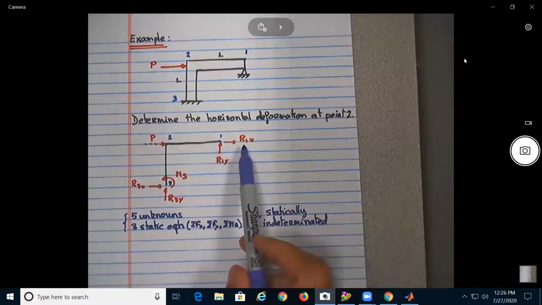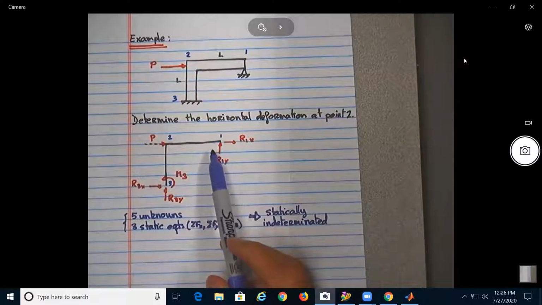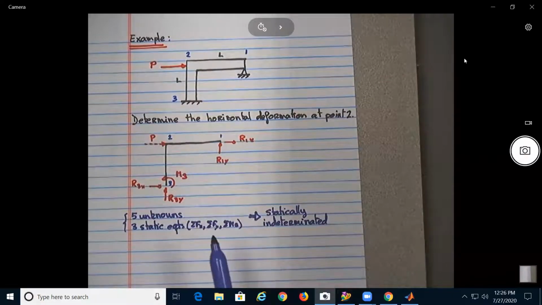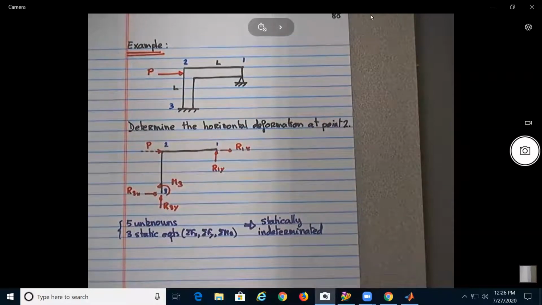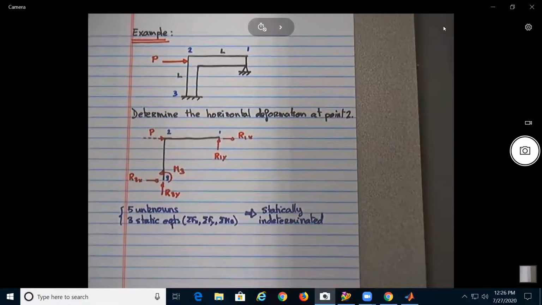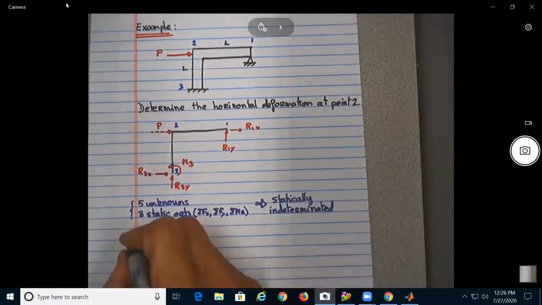What should be the deformation at point 1? Should be 0, no? So that would be the additional equation. We always find it from geometry, no? So the deformation here will be 0, okay? So we know that in order to find the deformation, we're going to use Castigliano's theorem. All right? So what type of energy is available? So let's go here, strain energy.